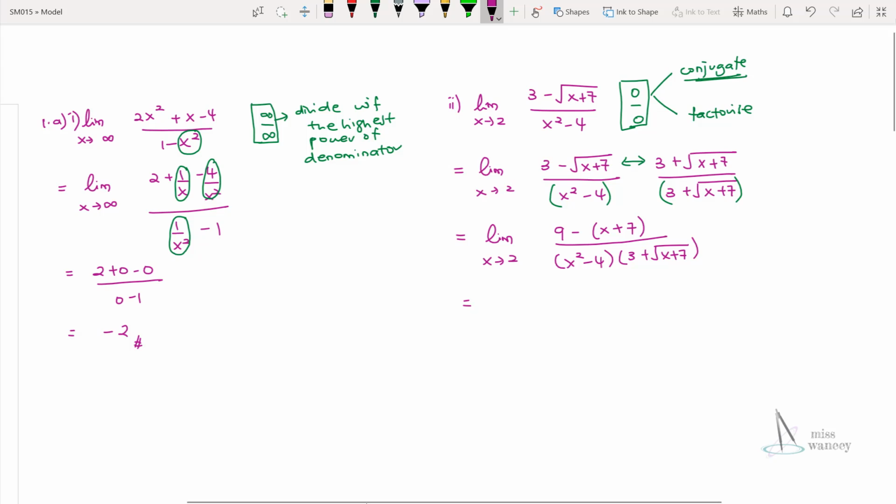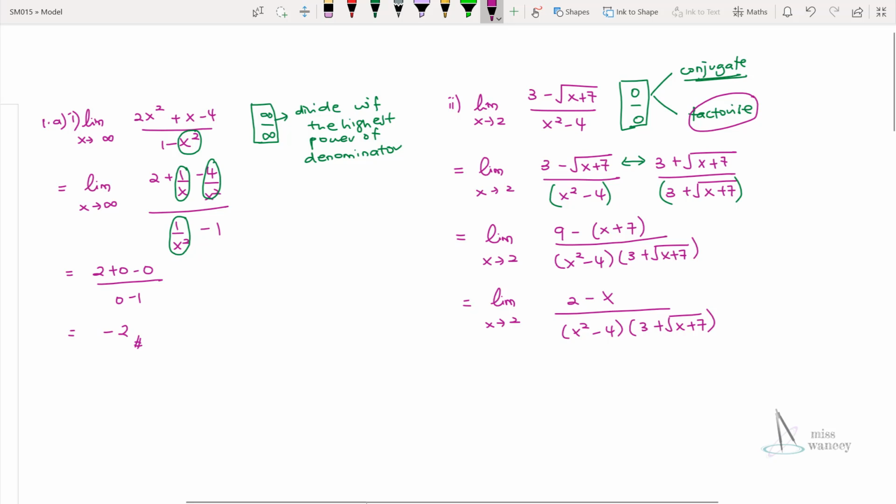Let us simplify our numerator. 9 minus 7, so we get 2 minus x over (x squared minus 4)(3 plus square root of x plus 7). I already multiplied with the conjugate, but I don't see anything that can be cancelled out. So what I should do is try to factorize first.